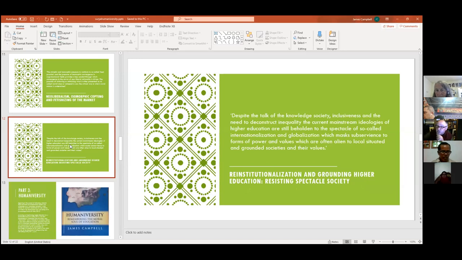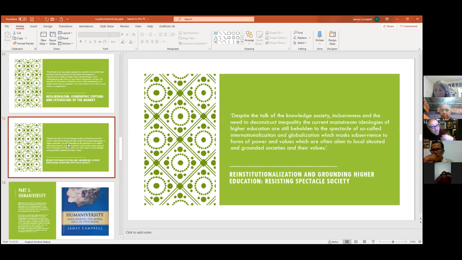Reinstitutionalization and grounding higher education, resisting the spectacle society. Sorry, mea culpa. Essentially, to cut a long story short, we seem to be turning our backs on each other and turning our gaze to the spectacles of higher education. What's an example of a spectacle? Rankings tables are an example of a spectacle, right? And what we find is that our older, more traditional, moral, normative philosophies, practices, and histories are increasingly jilted to one side, and our gaze is drawn to the spectacle of competition, of commodification, and of success in a world where not everyone can be a success. And quite frankly, in a world that is rigged.